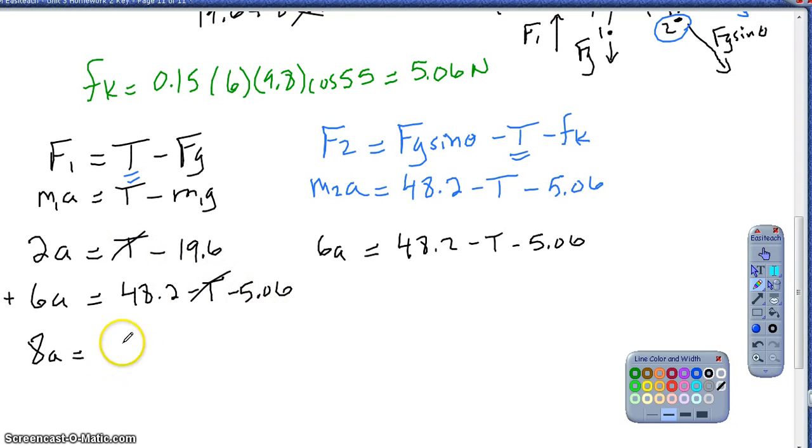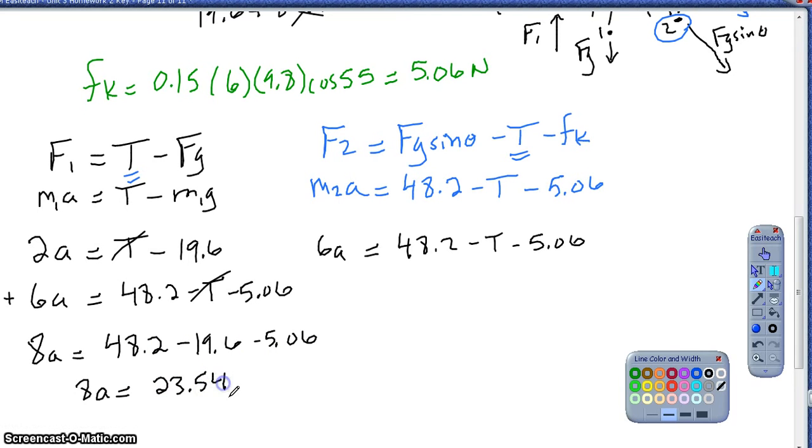So my tension actually drops out of this equation. So 48.2, and then I have two negatives, minus 19.6, minus 5.06. The only variable I have here then is my acceleration, right? So I have 8 times the acceleration equals this whole mess over here. When I calculate that, I get about 23.54. And then dividing both sides by 8, I get my acceleration to be 2.04.